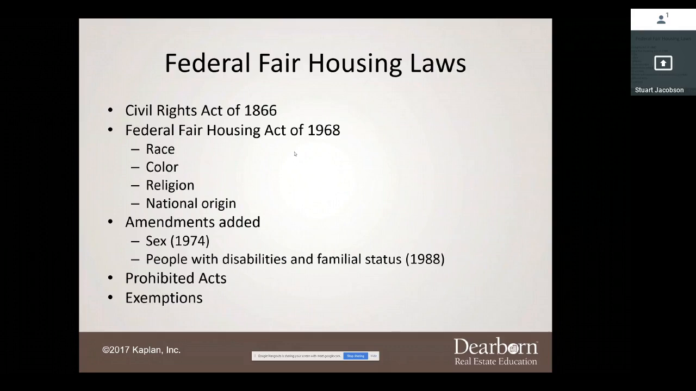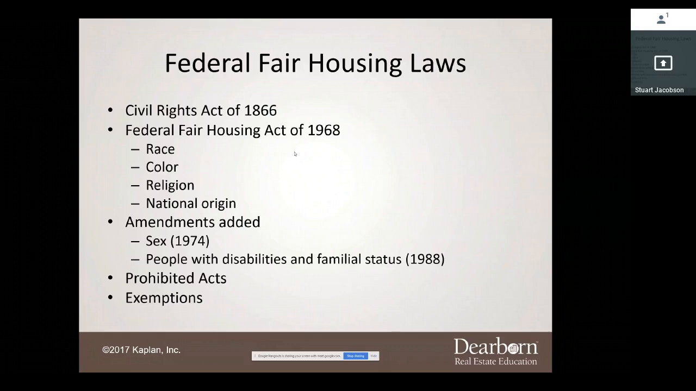Now, the Federal Fair Housing Act of 68 did have two amendments. And I always tell people that when we're talking about the amendments, we want to think about the times in which these amendments were added, because it has some social relevance, okay? 1974, okay? In 1974, discrimination against gender or sex was added, okay? So sex was added in 1974.